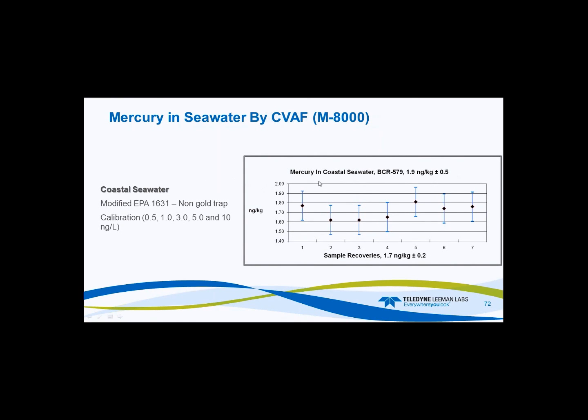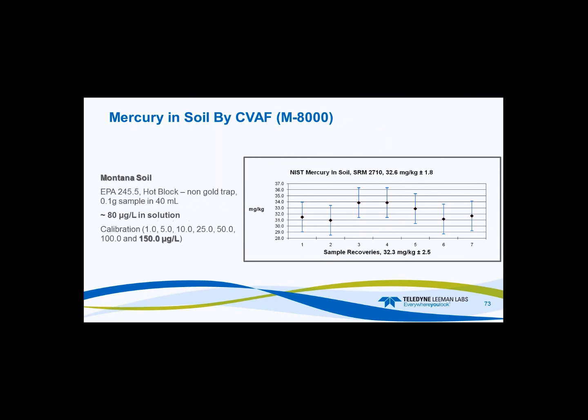Here's coastal seawater, and the calibration is non-gold up to a 10 nanogram per liter. Now here's some of the dynamic ranges of this system. So here we're running up to 150 ppb with the sample in non-gold. 80 ppb is what the sample read in solution, and the results, the CRM was 32.6 plus or minus 1.8, and we achieved 32.3 plus or minus 2.5. So very nice results with a system in high dynamic range.